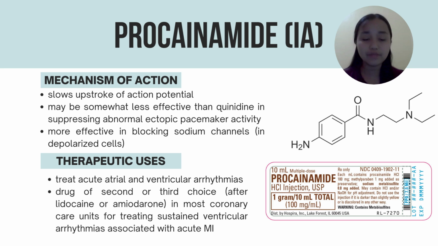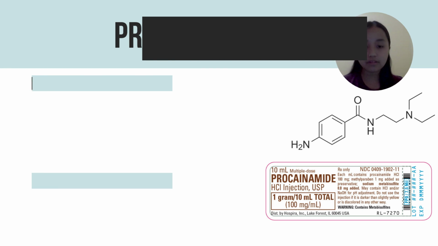Procainamide also slows the upstroke of the action potential. It is somewhat less effective compared to quinidine when it comes to suppressing abnormal ectopic pacemaker activity and more effective in blocking sodium channels in depolarized cells. Procainamide is used in treating acute atrial and ventricular arrhythmias, and it's the drug of second or third choice after lidocaine or amiodarone for treating sustained ventricular arrhythmias associated with acute myocardial infarction.